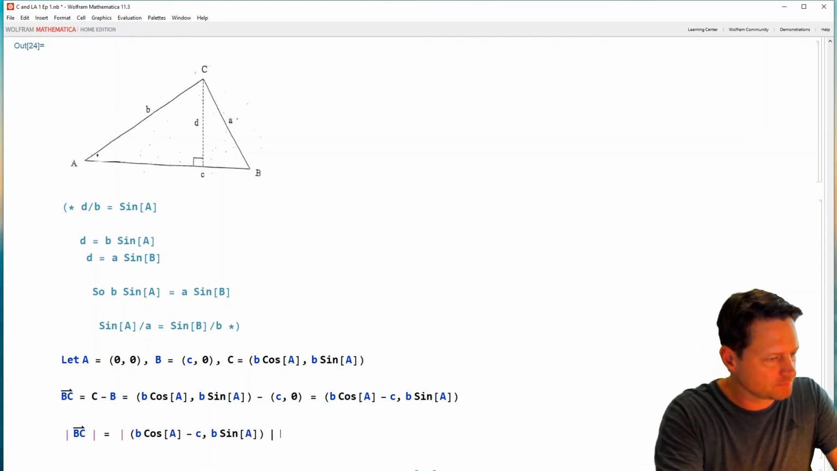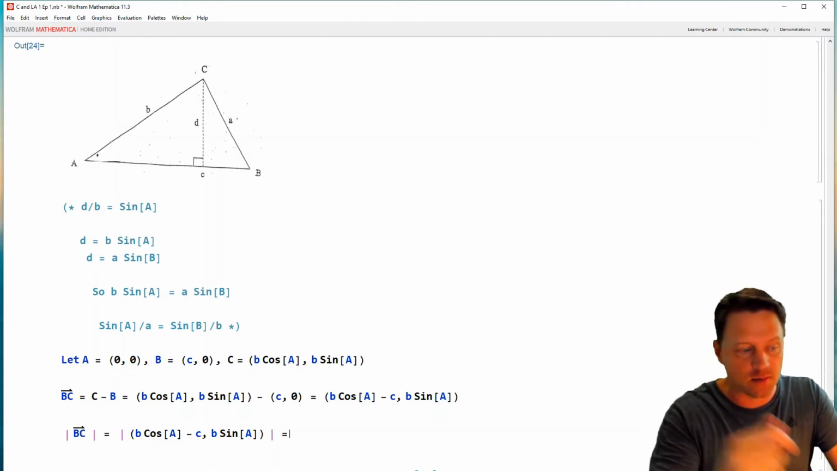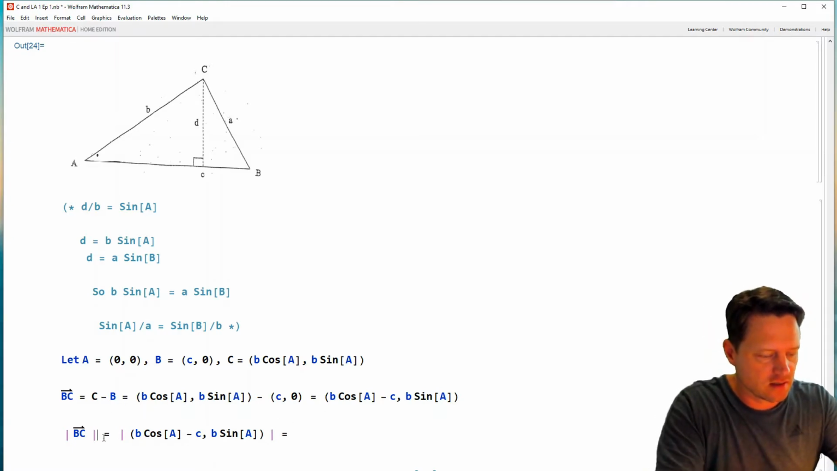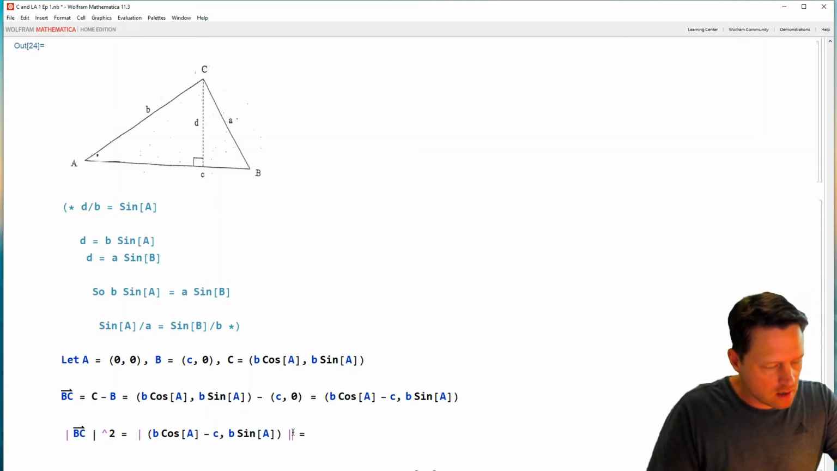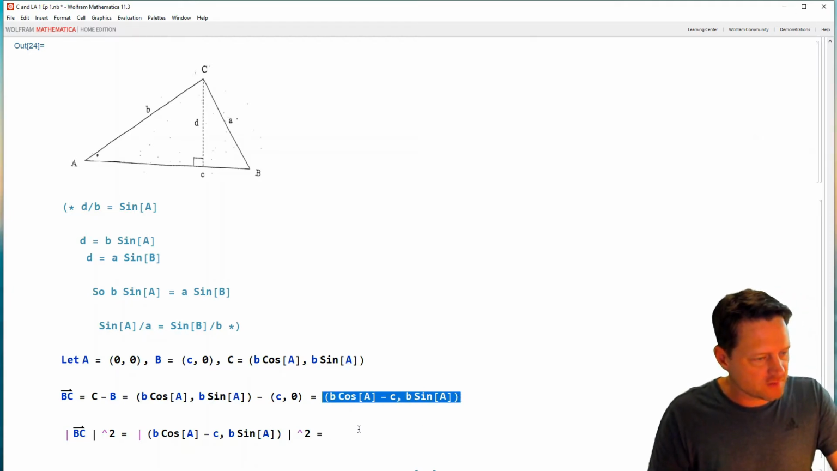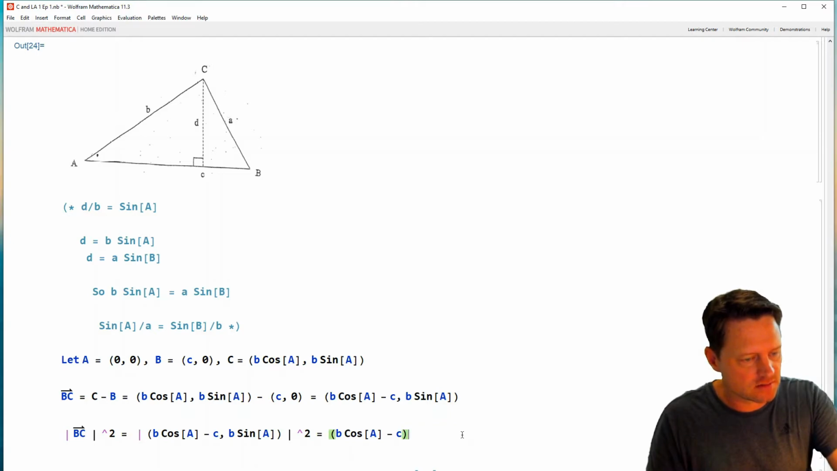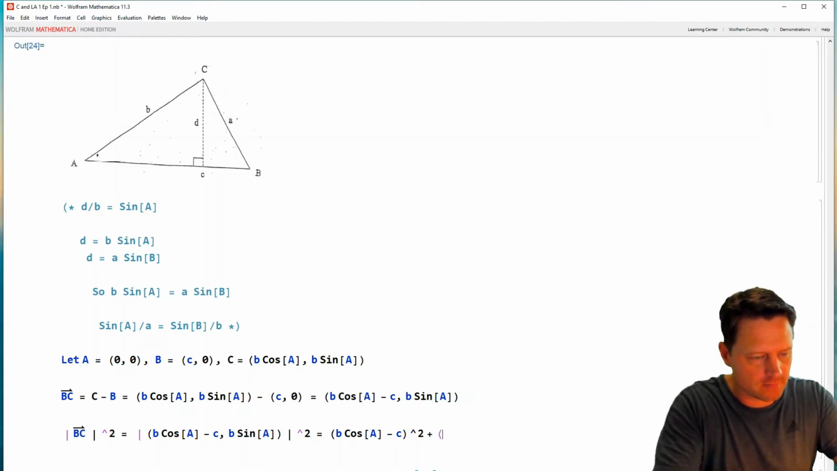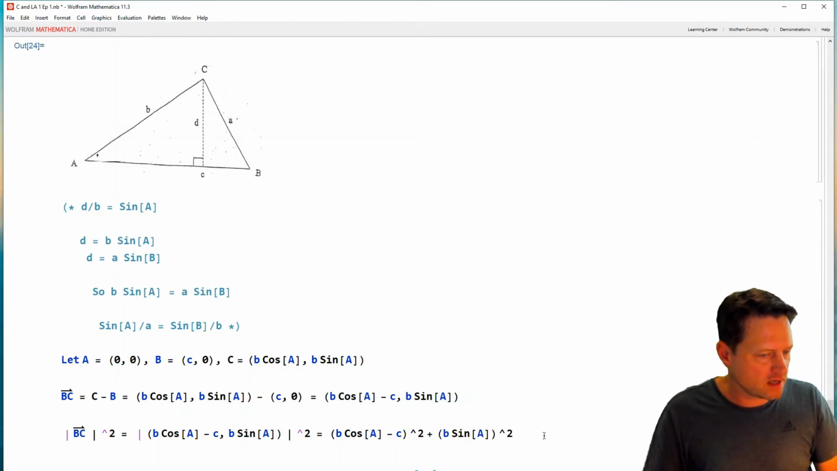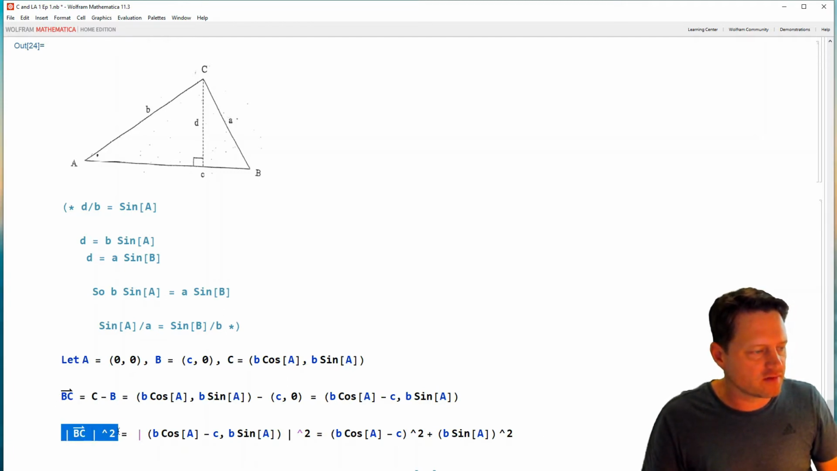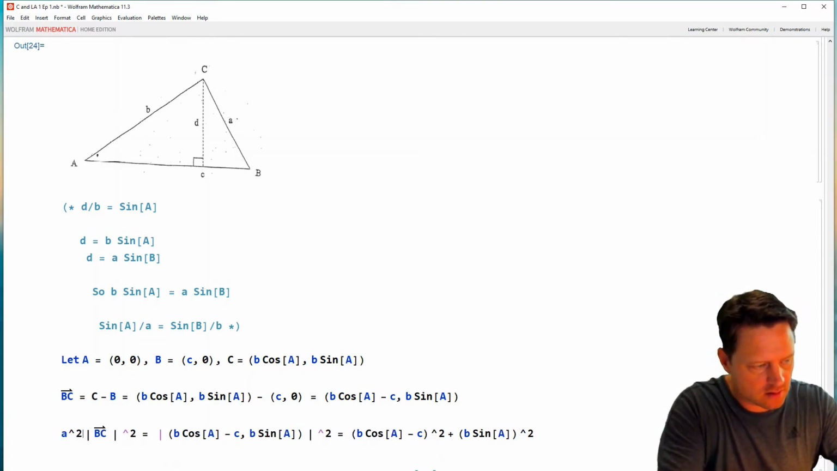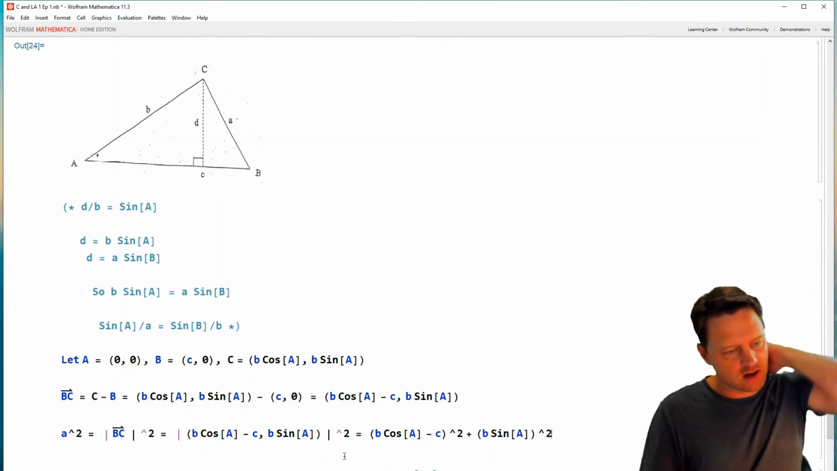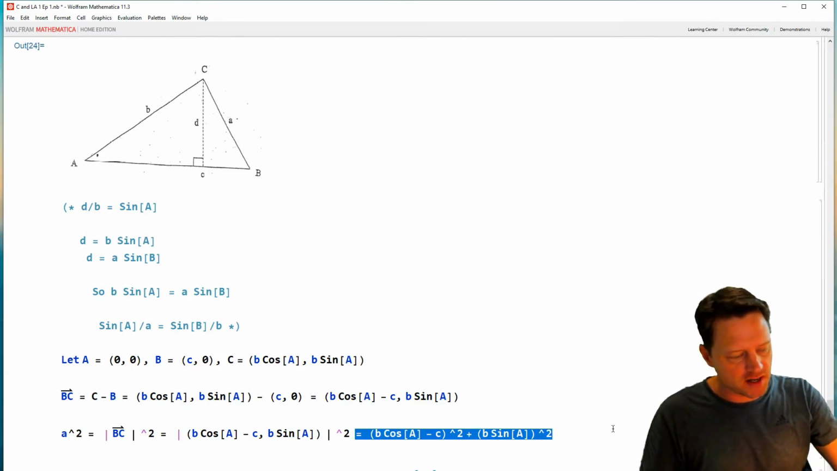Then I would take the square root of the sum of the squares, but why don't we just square both sides? So the square of the norm here is the first coordinate squared, so I'll get rid of this, plus this one here squared. Okay, but what is this? The norm of the vector BC squared is a squared. So a squared is equal to this. Now all we have to do is expand this right-hand side.